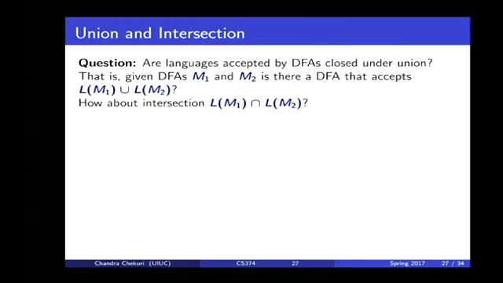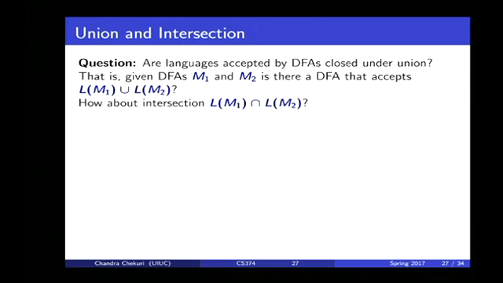intersection and union. Okay. So if I give you a language and there's a DFA for it, and I give you another language and there's a DFA for it, we want to know whether there is a DFA to accept their intersection, right? Is there a DFA that accepts their union? Okay. It's not obvious that you can do that with DFAs, right?